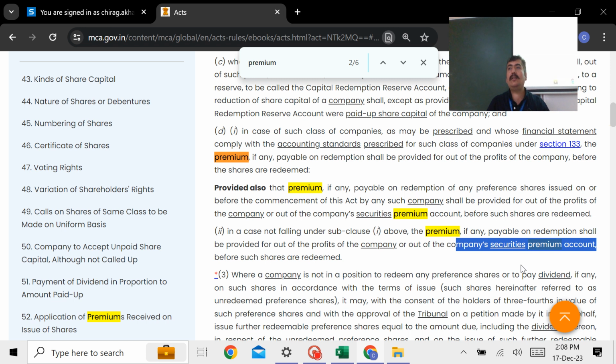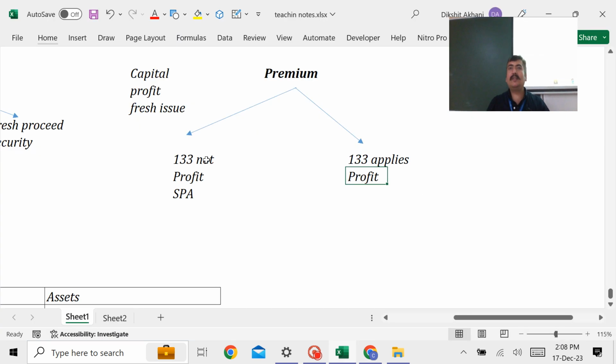or सो अगर आपको 133 कंप्लाई नहीं करना, तो बेटा देखो इतना सारा पढ़ूं, इससे अच्छा मैंने शॉर्टकट में बता दिया था. अगर 133 इज नॉट देयर, प्रॉफिट और एसपीए, बट इफ इट इज देयर देन एसपीए इज नॉट इन द पिक्चर.